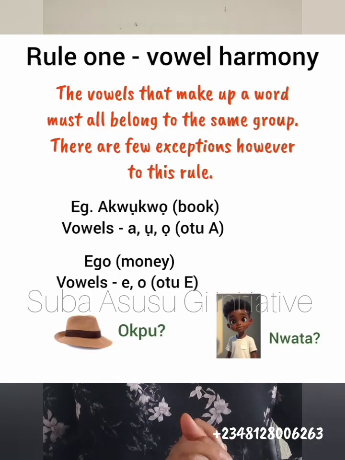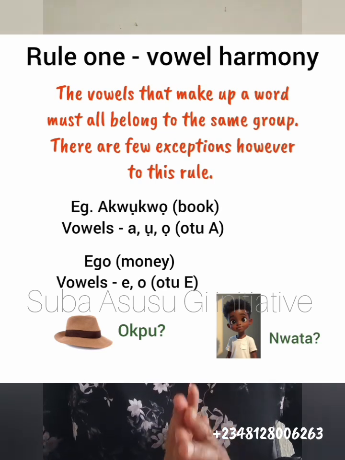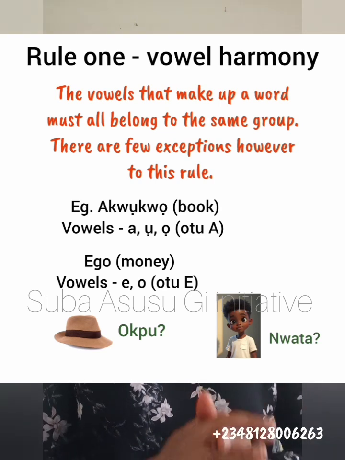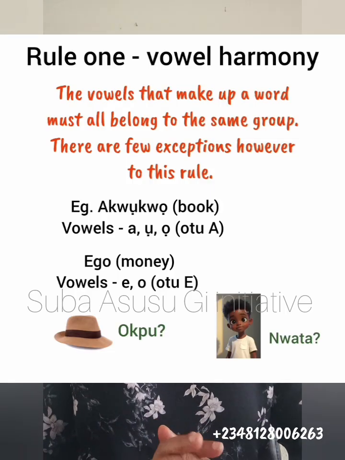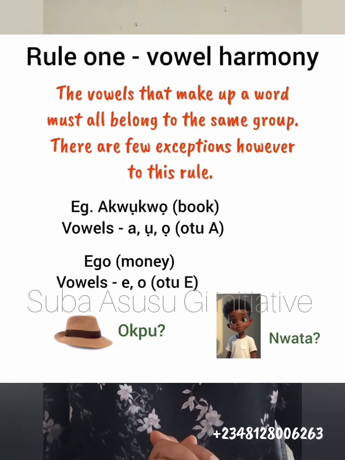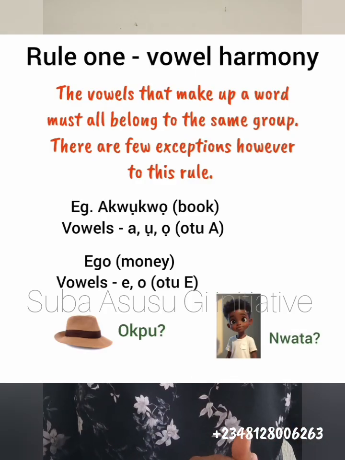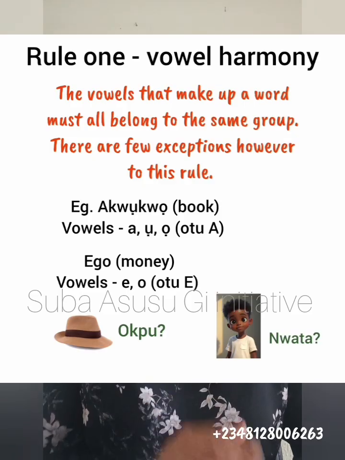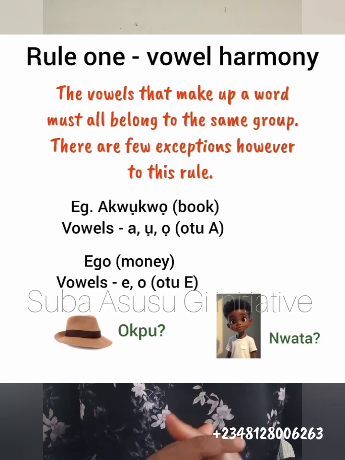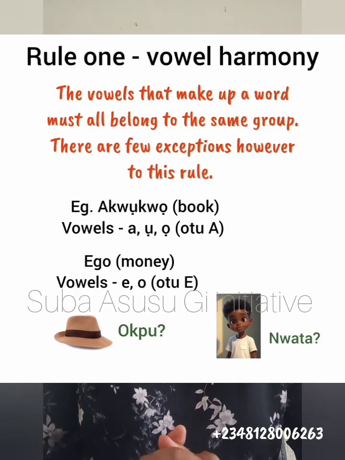So if a word is made up of 2, 3, 5, 6, 10 vowels, all of them must be from one group. Okay? But there are exceptions to this rule, just like there are exceptions to every rule. So we're going to look at the exceptions much later. But this is the first rule we are looking at, the vowel harmony rule. So let's see some of the examples on your screen.